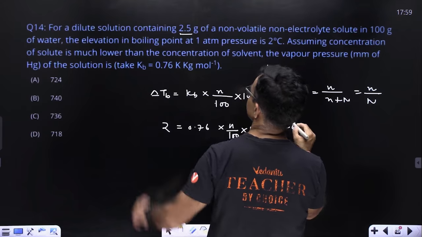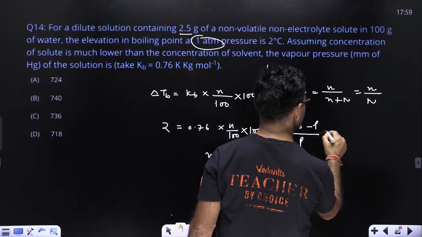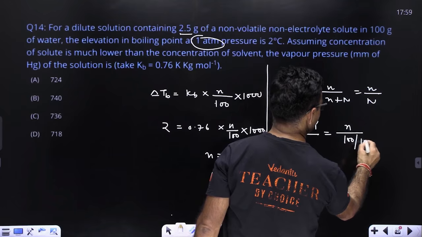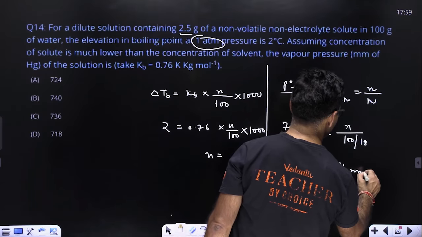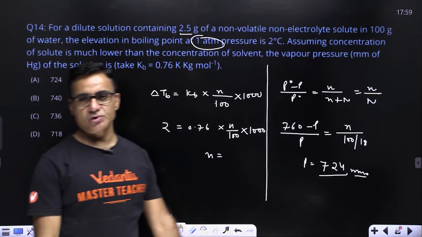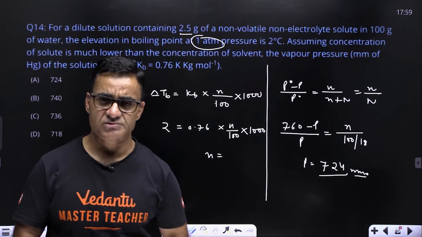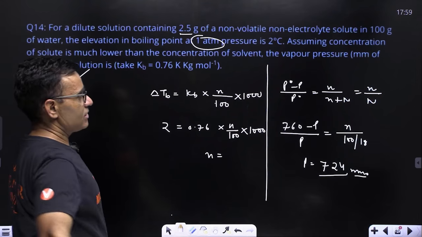P° है 760, 1 atm, minus P upon P, सोल्यूशन का वेपर प्रेशर। Small n मैं कैलकुलेट कर चुका हूं, capital N 100 upon 18 हो गया, यहां से P निकाल लीजिए, comes out to be 724 mm of Hg। So your option A is correct. Beautiful question जहां पे एक कॉलिगेटिव प्रॉपर्टी की हेल्प से इंफॉर्मेशन निकाल के दूसरे में लगाई है। Answer A is correct answer.